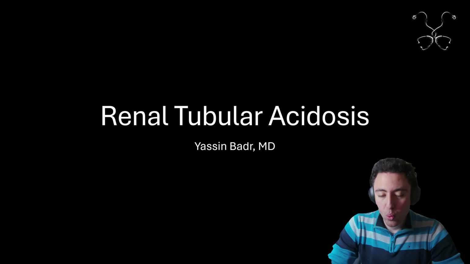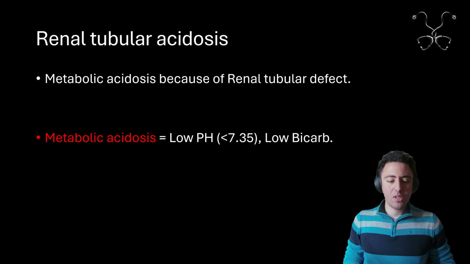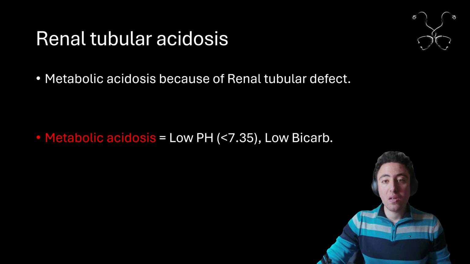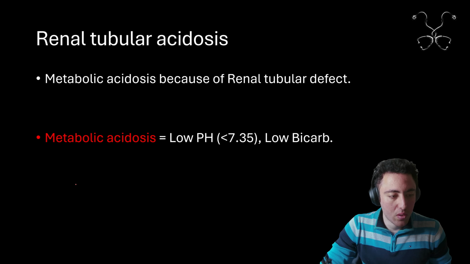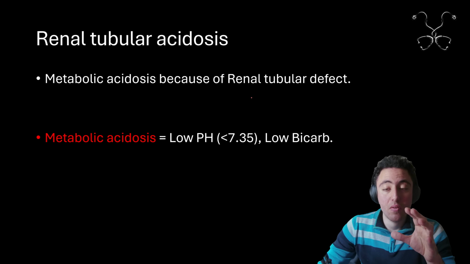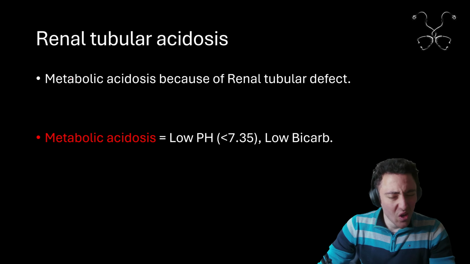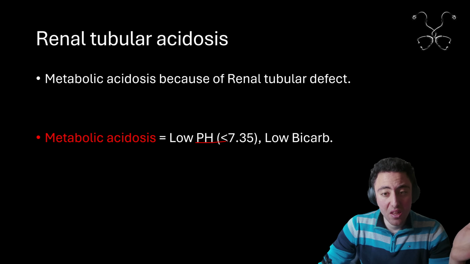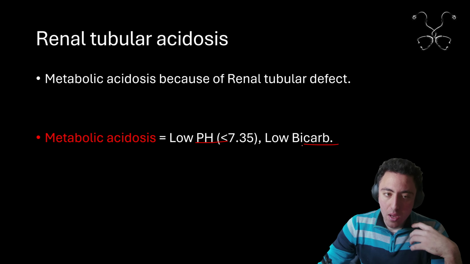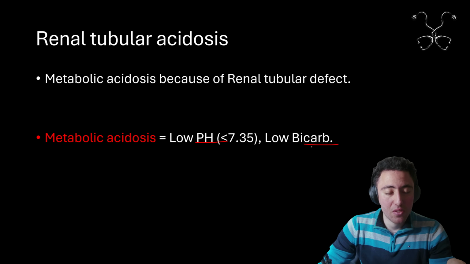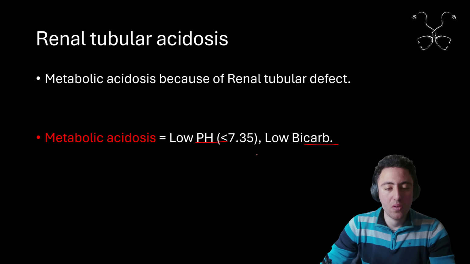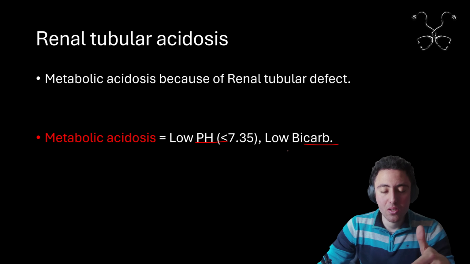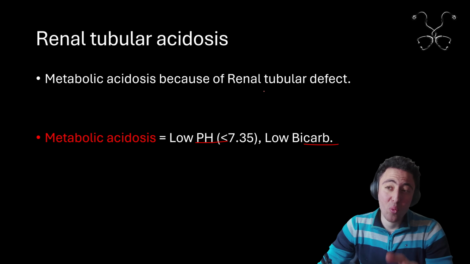Renal tubular acidosis, what's that? Basically, from its name, it's metabolic acidosis because of renal tubular defect. Metabolic acidosis means low pH and low bicarb. I'm going to assume that you guys are familiar with acid base for now because you're all probably medical students, older medical students who have gone through this. So basically, metabolic acidosis, it's very easy to diagnose it. Low pH, low bicarb, low PCO2, that's metabolic acidosis, right? Okay, so it's metabolic acidosis because there is a renal tubular defect.